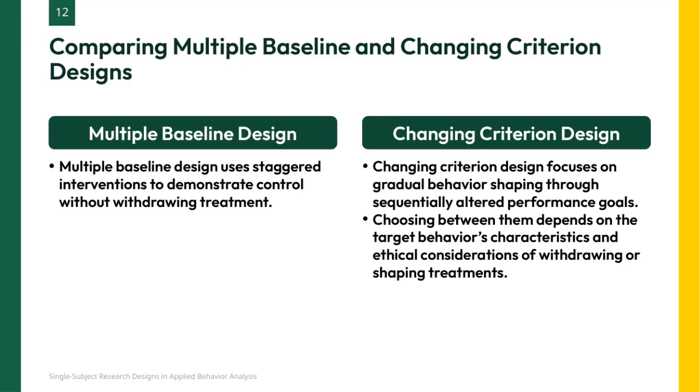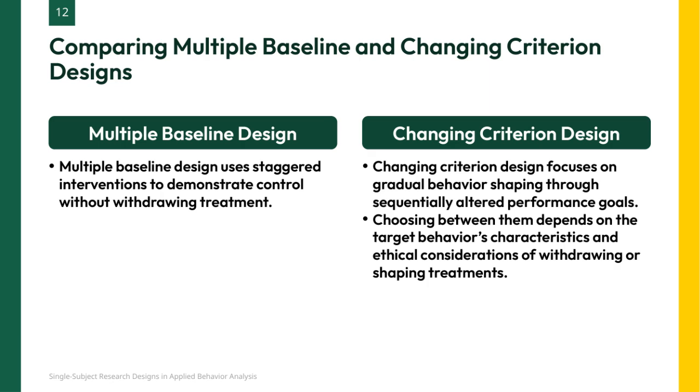Here, we're looking at two different research designs used in behavior analysis: the multiple baseline design and the changing criterion design. The multiple baseline design is useful because it introduces interventions at different times across various subjects, settings, or behaviors. This staggered approach helps us demonstrate control without needing to withdraw the treatment, which can be important when it's unethical or impractical to do so.